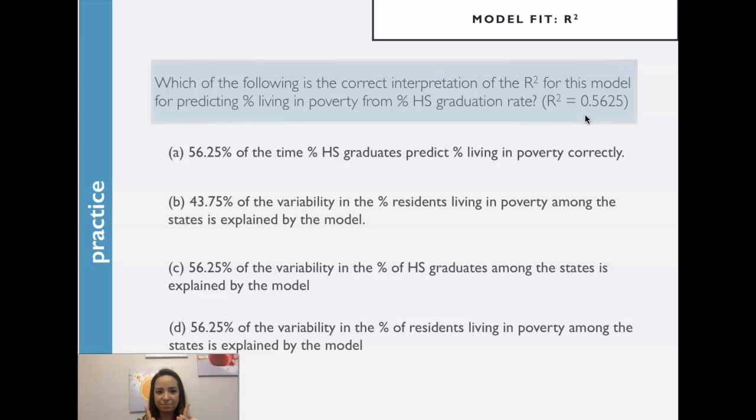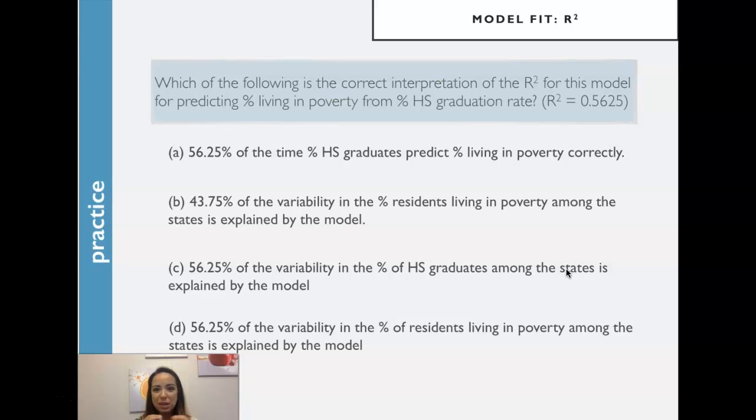That's not it. B, 43.75% of the variability in the percent of residents living in poverty among the states is explained by the model. No idea why that would be, right? 1 minus this. No. C, 56.25% of the variability in the percent of high school graduates among the states is explained by the model.